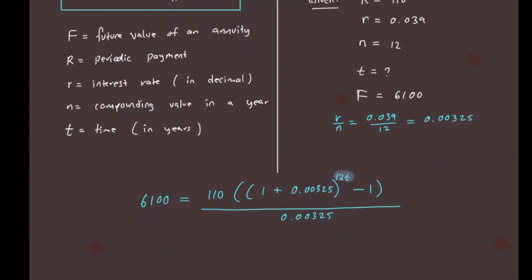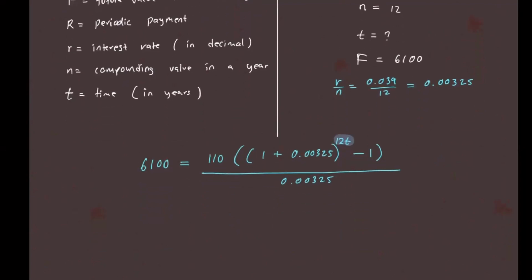Okay, so we are looking for T. T is right here in the exponent, so let's start isolating. There are multiple ways to do it, but I'm going to go ahead and get rid of this denominator. So I multiply both sides by that. So you will have 6,100 times 0.00325 is equal to, now when you multiply that on the right-hand side, it will cancel. So you simply have 110 times. Now here, I'm also going to go ahead and add these numbers. So that gives me 1.00325 to the power of 12t and then minus 1. Then I close the parentheses.